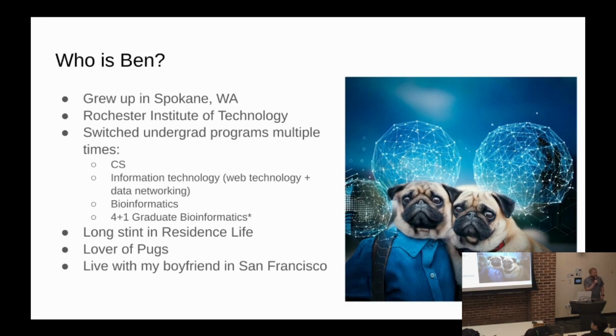I switched undergraduate programs many times. It was getting expensive. So I came in as a computer science major. That did not last long. The reason is I just didn't like the theory around computer science. I liked more of the practical application of computer science and software engineering. I switched to information technology, but this was around the 2001 bubble burst.